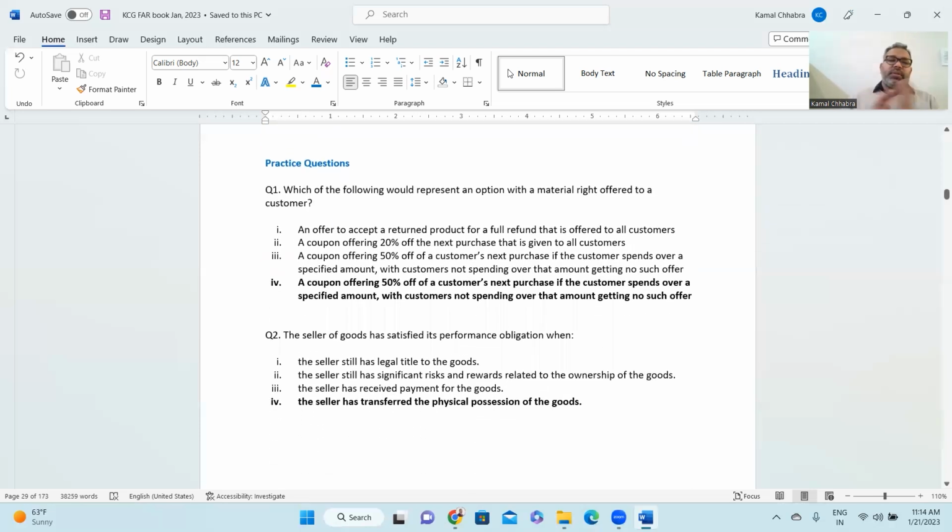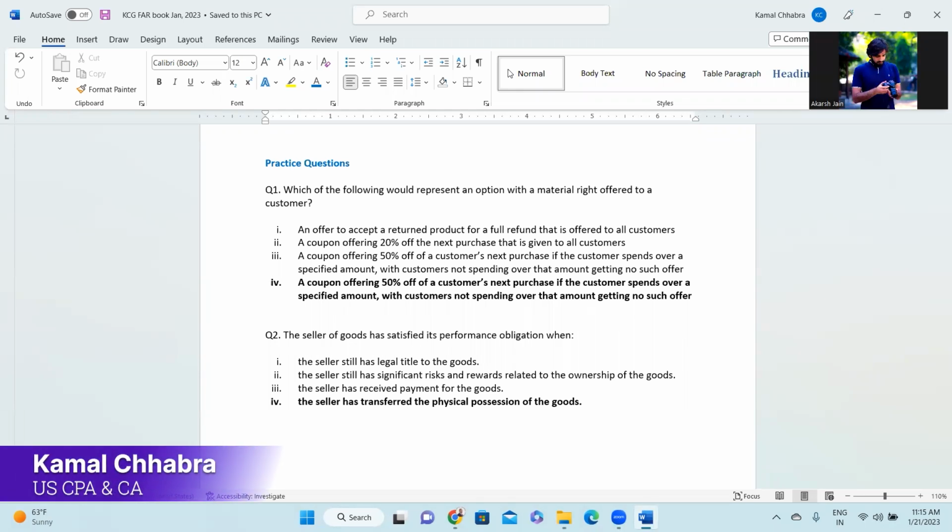Let's do two questions. First one: which of the following would represent an option with a material right offered to a customer? Out of these four, which one represents a material right? First one, an offer to accept a returned product for a full refund that is offered to all customers. Would it be considered a material right? No. Why? It is offered to all customers and is general in nature, not given specifically to one particular customer.